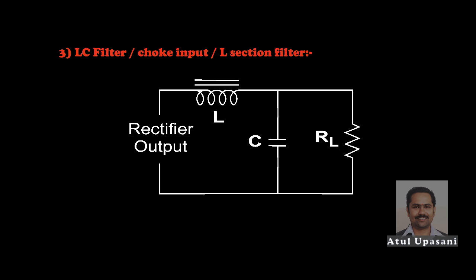For DC, the resistance of the inductor is very small, so DC current can easily pass through it, while for the capacitor, DC appears to be an open circuit. Hence, the entire load current will flow through the load resistance. The ripple frequency of the AC component is 100 Hz. The inductive reactance, XL equal to 2πfL, is high, so AC current has difficulty passing through the inductor.